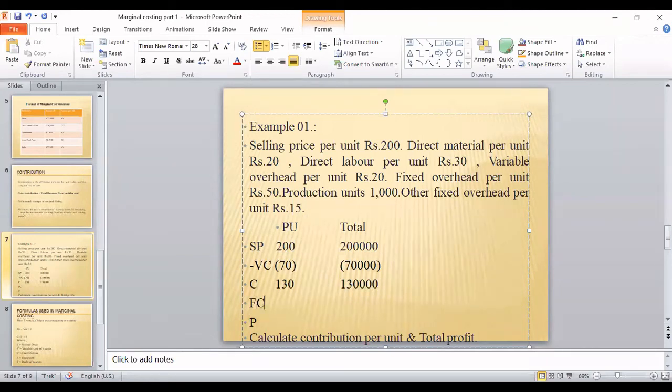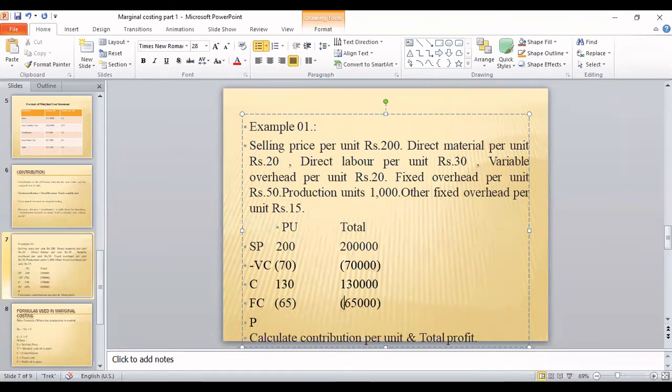Yes. And see, fixed cost they have given per unit. Generally, this fixed cost doesn't vary with the number of units produced. But as the data is given per unit, we have to go as per that rule also. So come on, what is the per unit fixed cost? It is 50 and 15. That comes to 65, correct? Yes. And what will be the total fixed cost? 65,000, exactly, 65,000.